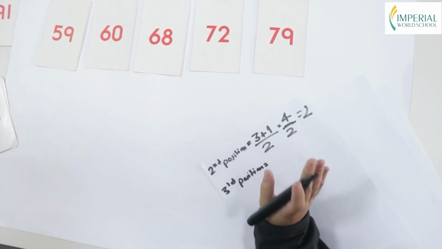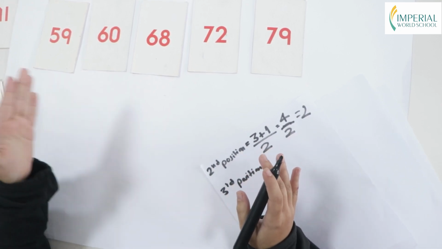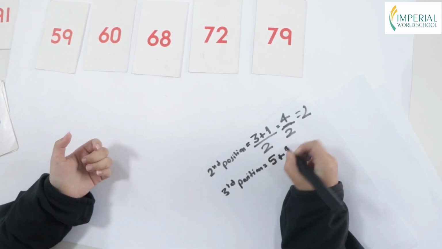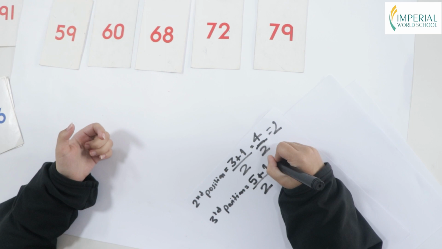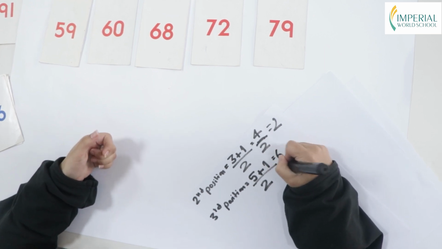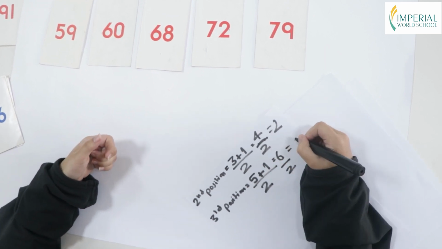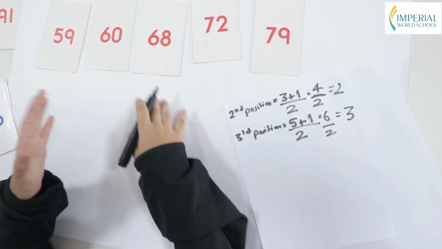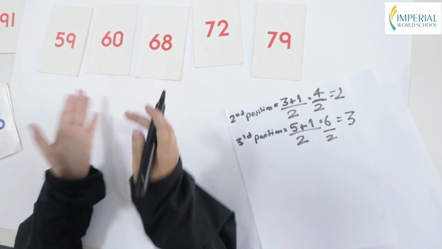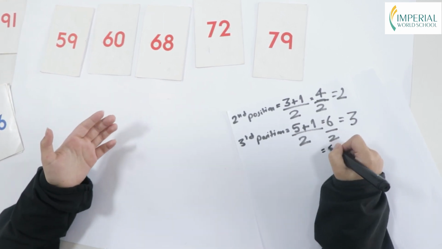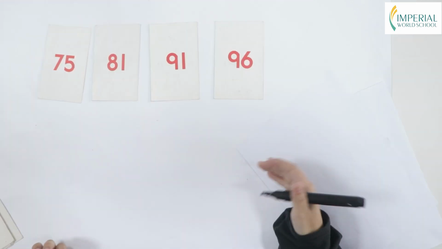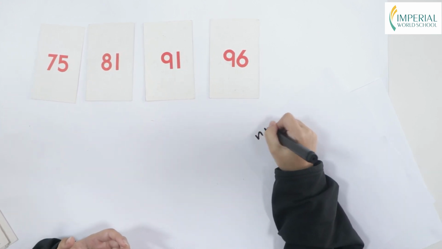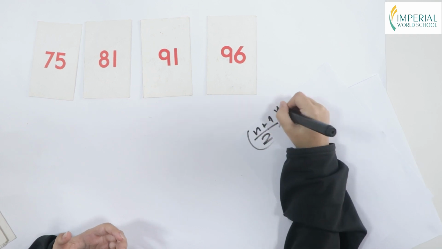How many terms of data are there? 1, 2, 3, 4, 5. So 5 plus 1 divided by 2, which is 6 by 2, and the answer is 3. So our median lies in the third position, 1, 2, 3. So our median is 68. So we found out that the formula to calculate the median is the (n plus 1) by 2 term.